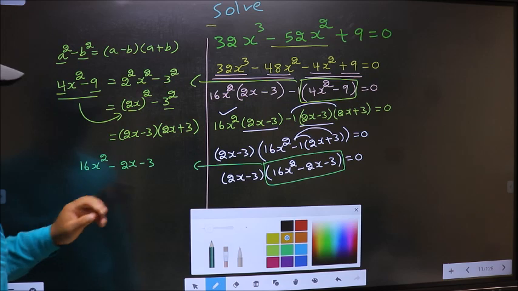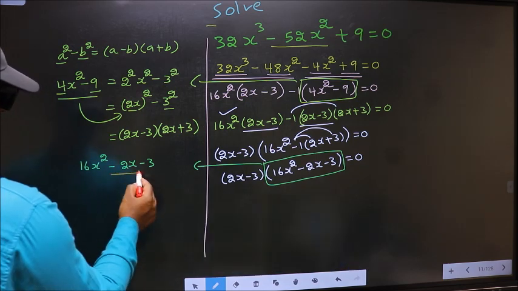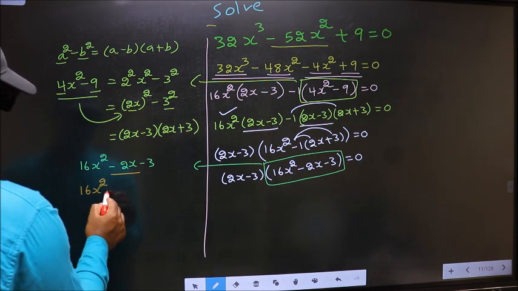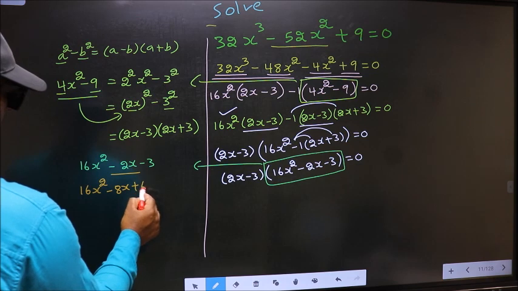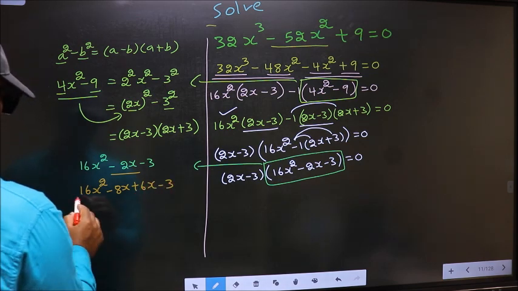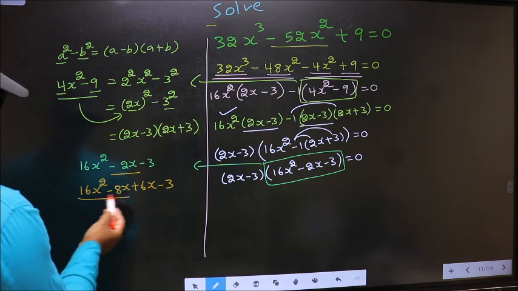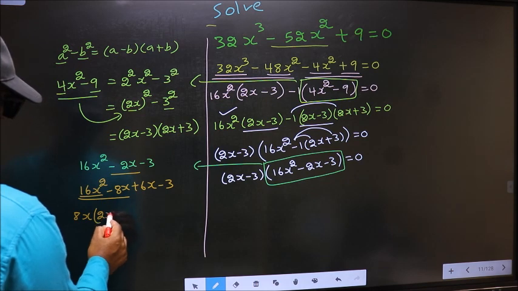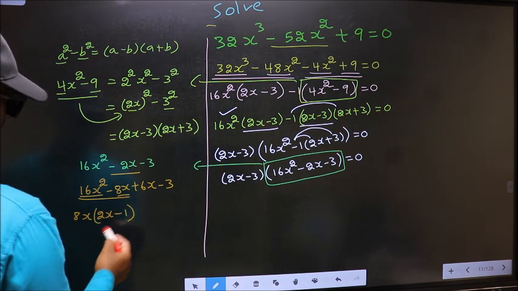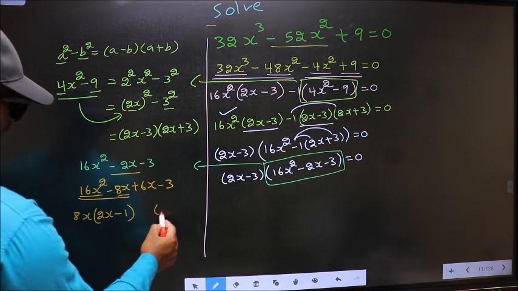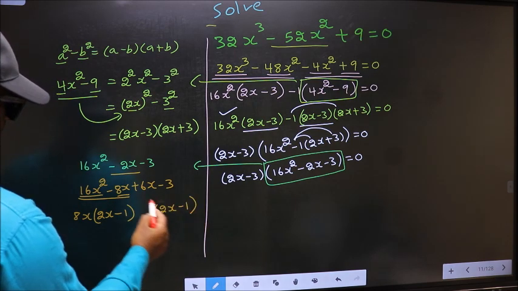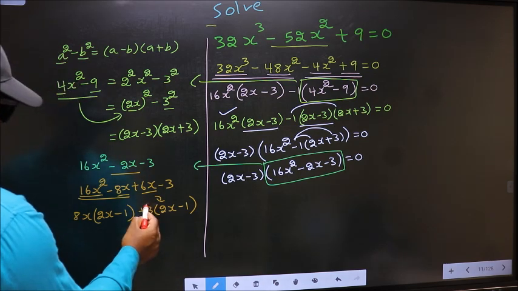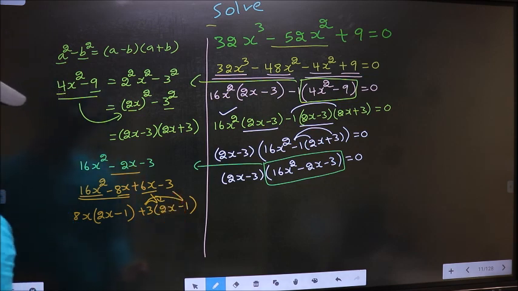To factorize this, we should split the middle term, minus 2x. In place of minus 2x, now I write minus 8x plus 6x minus 3. Next, what can be taken out common from these two terms is 8x. So here you get 2x minus, from this 8x out you get 1. Whatever we got here, here also we should get the same thing. From this 2x gone inside, so outside we get plus 3. Even if you multiply and check, still you get the same thing.